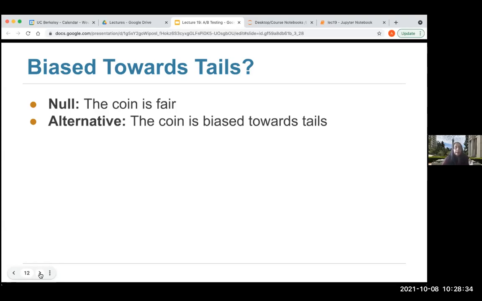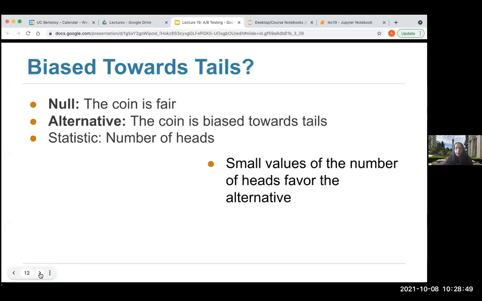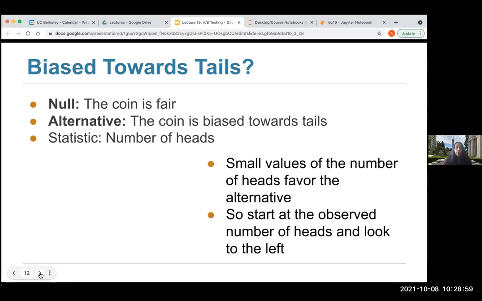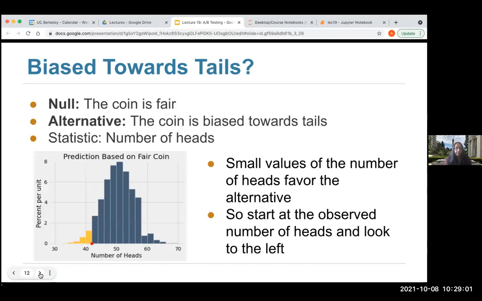The statistic I plan to use is just the number of heads. Now, small values of the number of heads are going to favor the alternative hypothesis. And so what we're going to do when we look at our prediction under the null is look at the value of the number of heads that we got or fewer. Let's just look at that data.